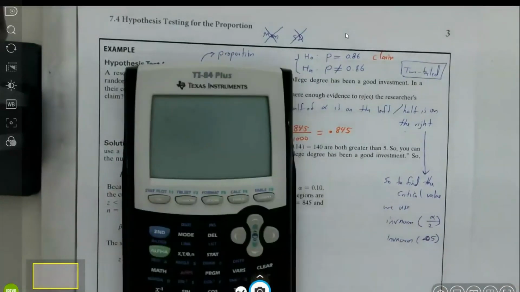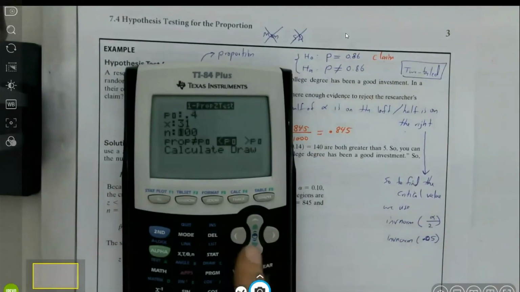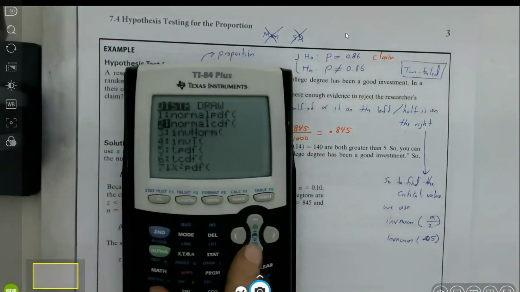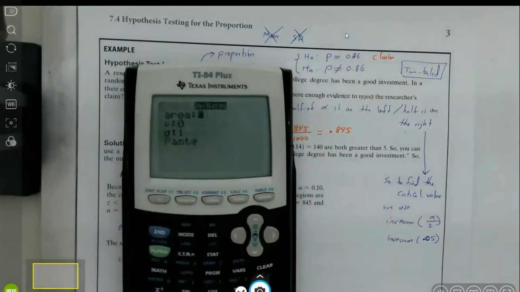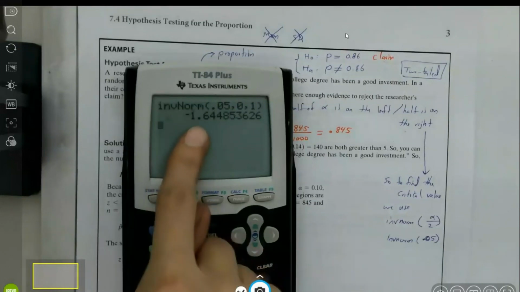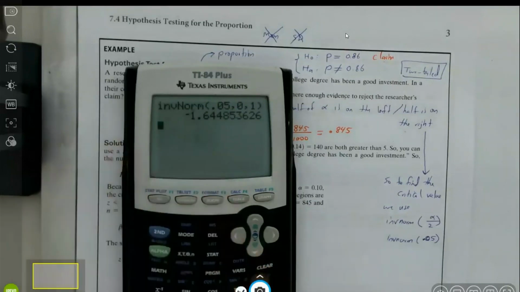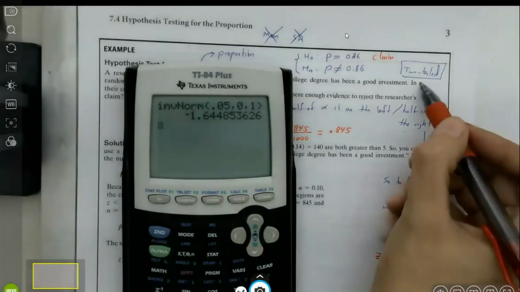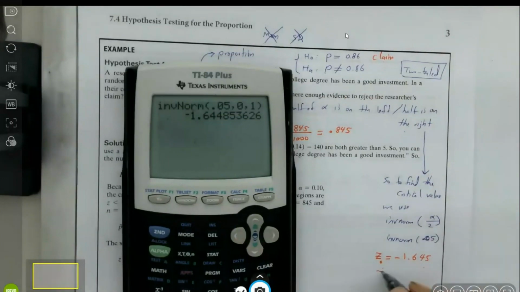Turn on your calculator. Okay, let me just clear this one. Second vars. So inverse norm, 5%. It gives me negative 1.645. Negative 1.645. And remember that since it's a two-tailed graph, you have a negative and a positive critical value.